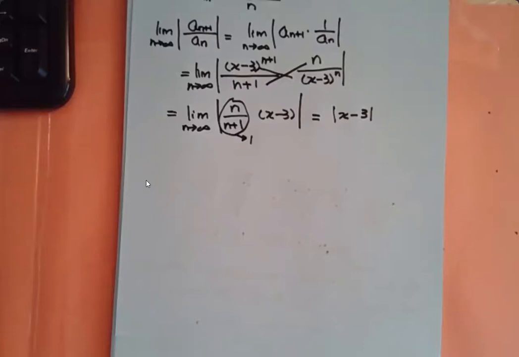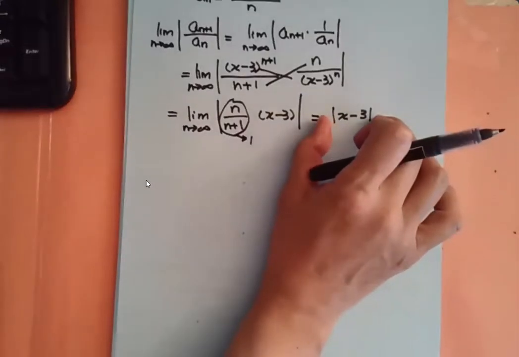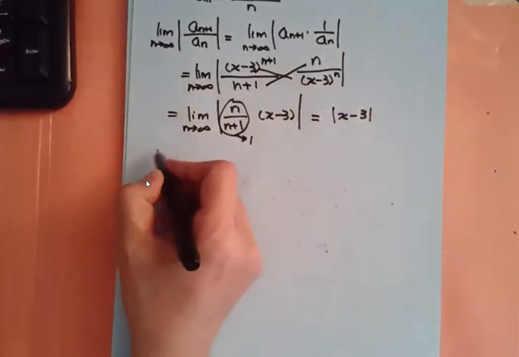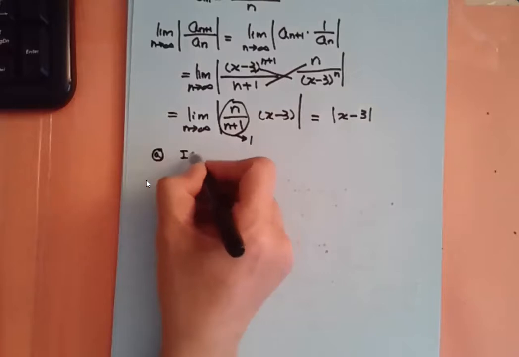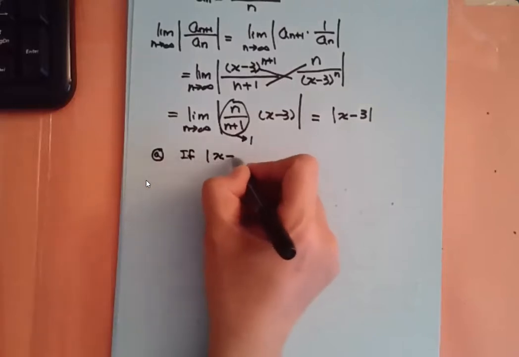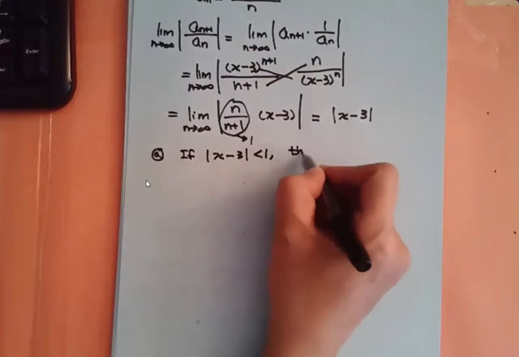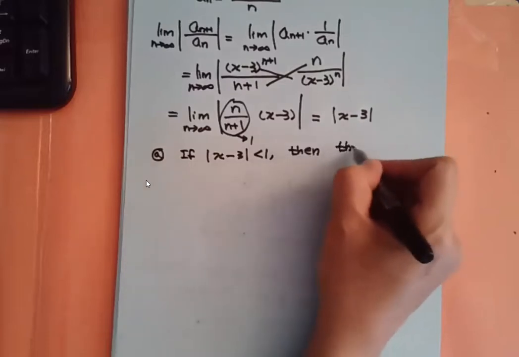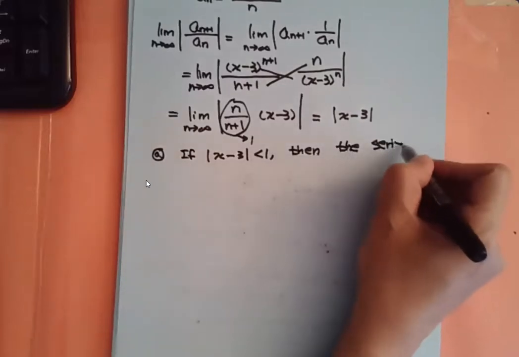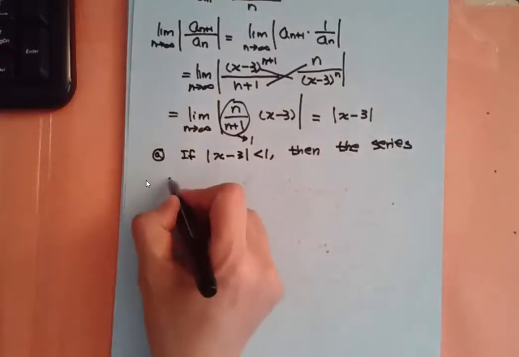So this is a series, and when we think about the ratio test, to make the series converge, this value must be less than 1, right? So if the absolute value of x minus 3 is less than 1, then the series is absolutely convergent.